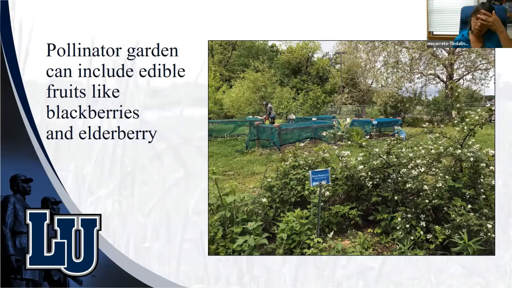Another companion crop in a garden could be just fruits like blackberries and elderberry. You cannot see them here, but this is the picture taken at a finca farm that we have at Lincoln University. Finca is the name in Spanish for a small farm.